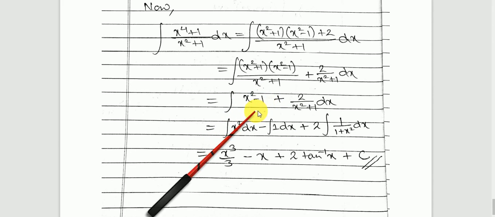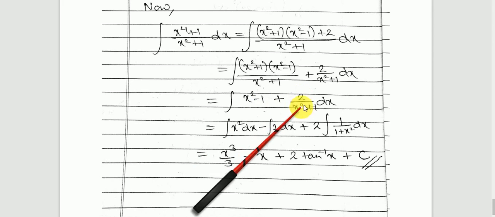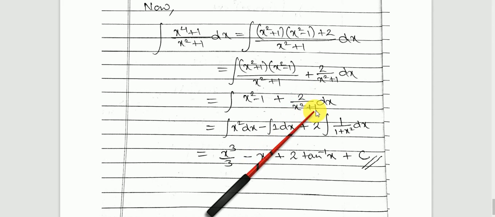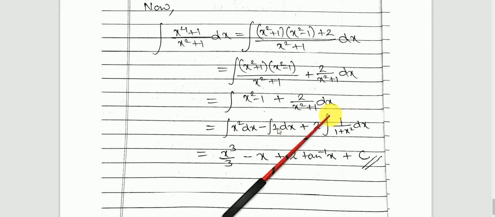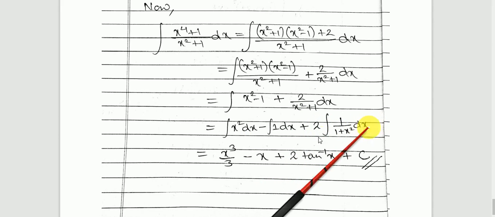Here you can see 2 upon x square plus 1, 2 is like a constant, so it comes out. Then this is nothing but 1 upon x square plus 1, and you know the integration of 1 upon x square plus 1. So now write them separately: integration of x squared minus integration of 1 plus 2 into integration of 1 upon 1 plus x squared dx.